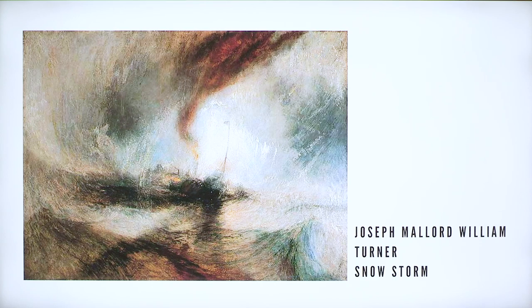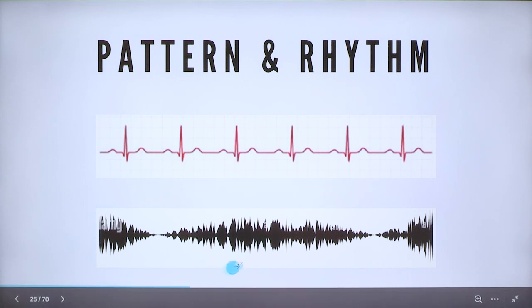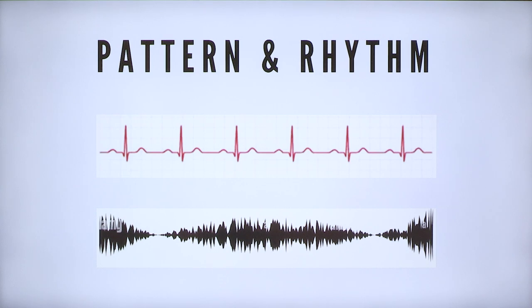So, which leads us nicely into pattern and rhythm. Okay, and I put these two together because they're hard to separate in art. The first is a heartbeat. The second is a sound wave from a song. So heartbeat, da-dum, da-dum, da-dum. Very rhythmic, very steady, repeating, predictable. The song, there's changes. So we've got pattern and rhythm, right? They're similar but a little bit different.